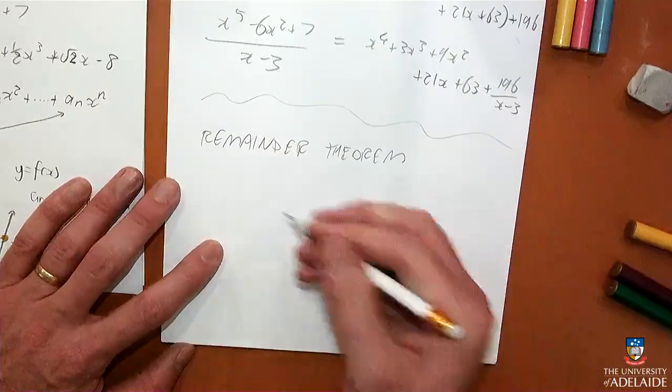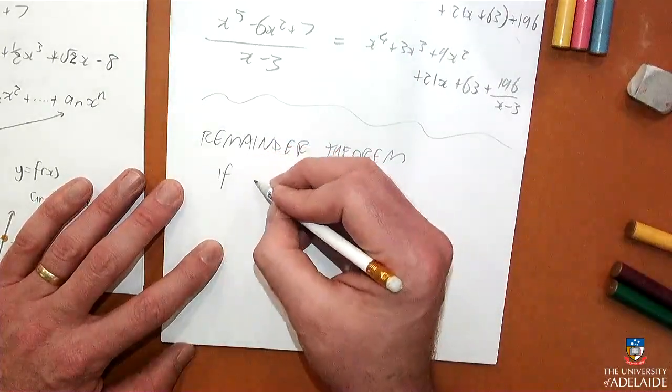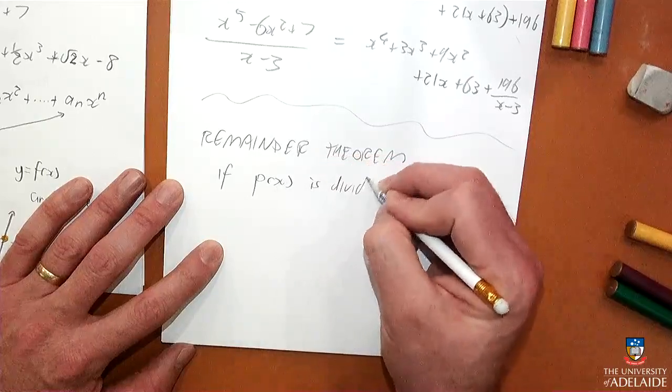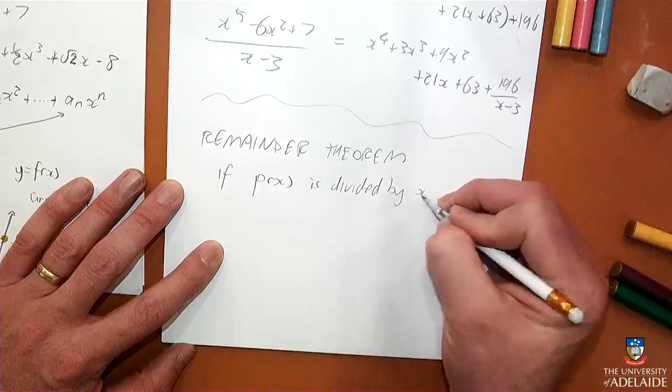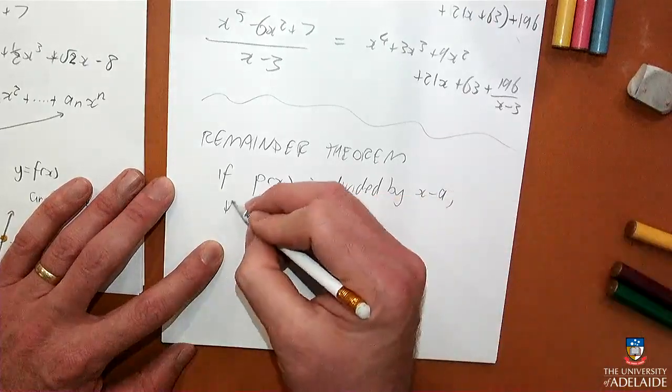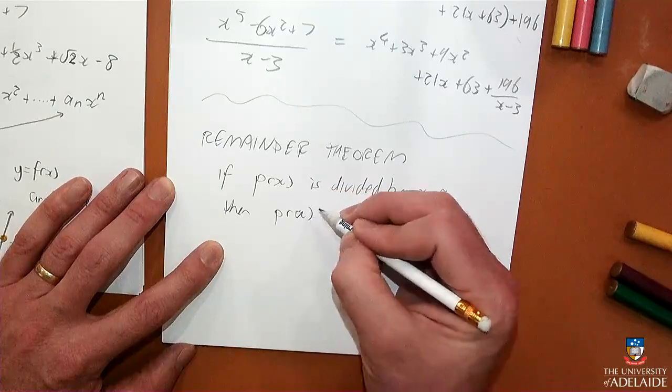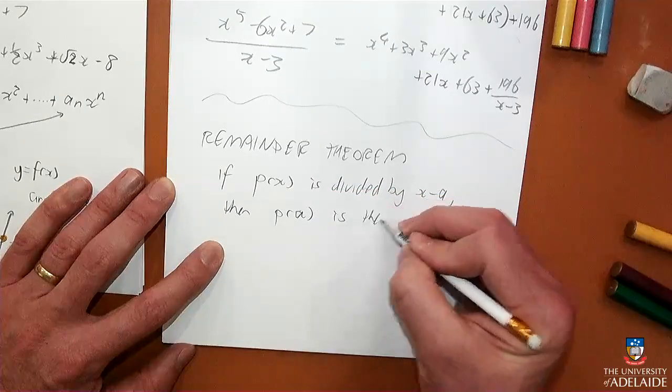So we can say if p(x) is divided by x minus a, then p(a) is the remainder.